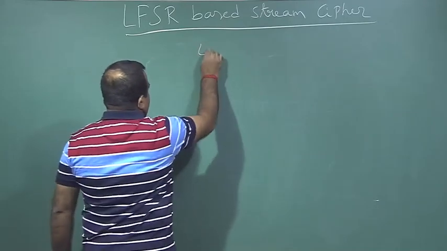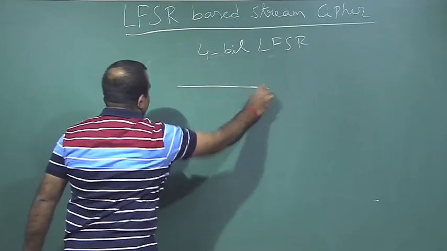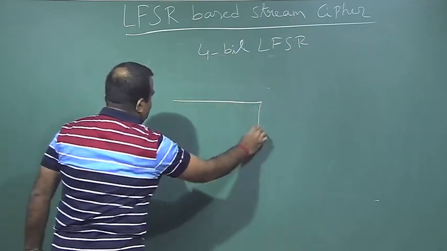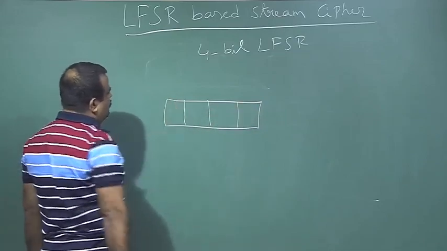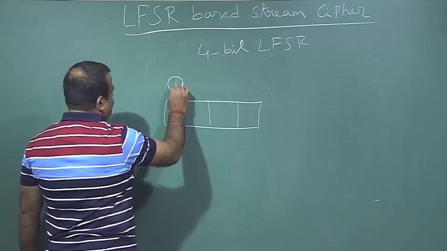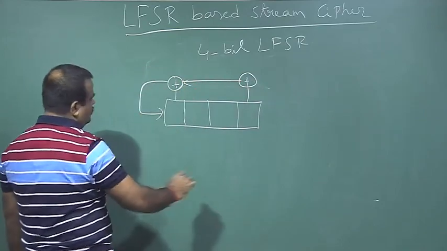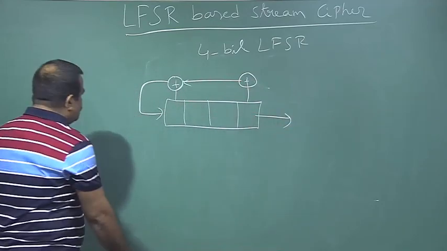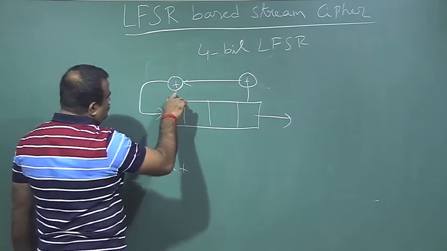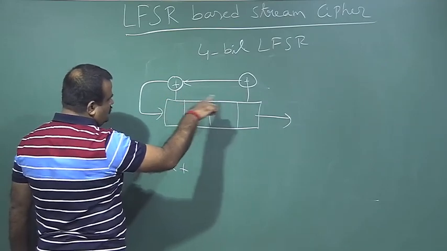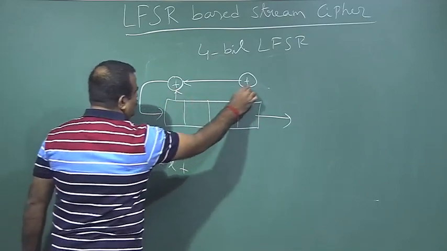So, for 4 bit, we have a 4 bit register 1, 2, 3, 4, and we have connections there. Say we have a connection over here and a connection over here. So, this is one LFSR, this is going out. This LFSR corresponds to the polynomial 1 plus X. So, here C0 is 1, C1 is 0, C2 is 0, C3 is again 1, because these are the bits contributing in the feedback.